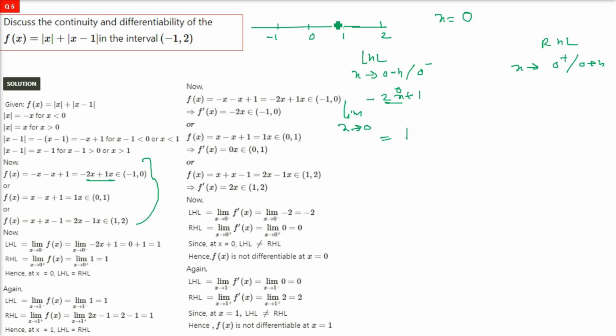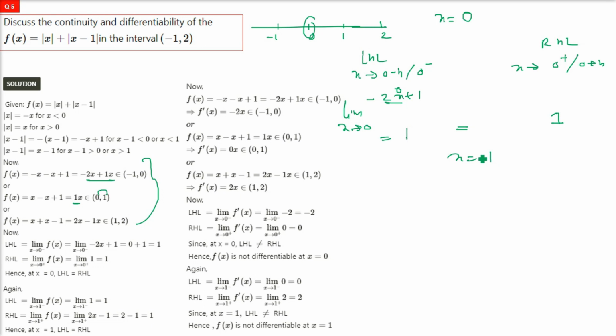What about the right hand limit? You are going above 0, that is between 0 and 1, and you are going to use 1. That was a constant, so there is no point in applying the limit because it is already a constant. So left hand limit and right hand limit are equal. That means at x equals 0, it is continuous. Now we are going to check at x equals 1.